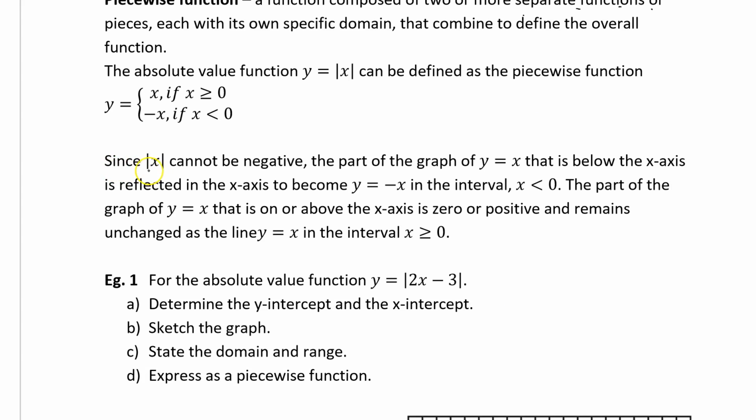Since the absolute value of x cannot be negative, the part of the graph of y equals x that is below the x-axis is reflected in the x-axis to become y equals negative x on the interval when x is less than 0. The part of the graph of y equals x that is on or above the x-axis is 0 or positive and remains unchanged as the line y equals x in the interval x is greater than 0.